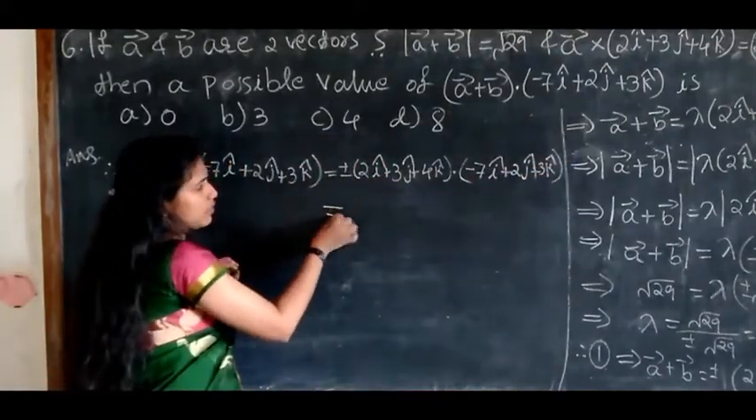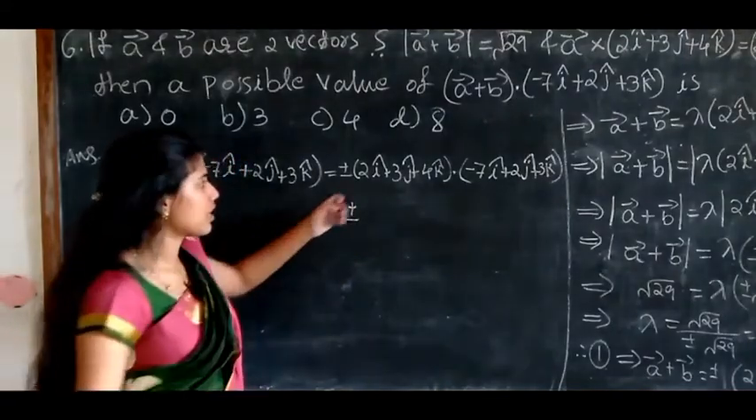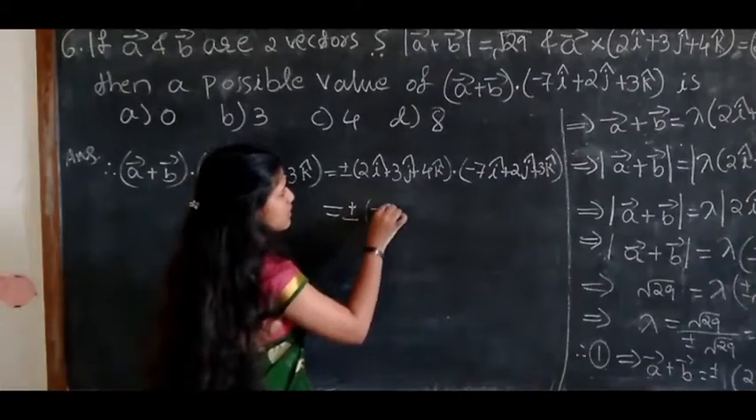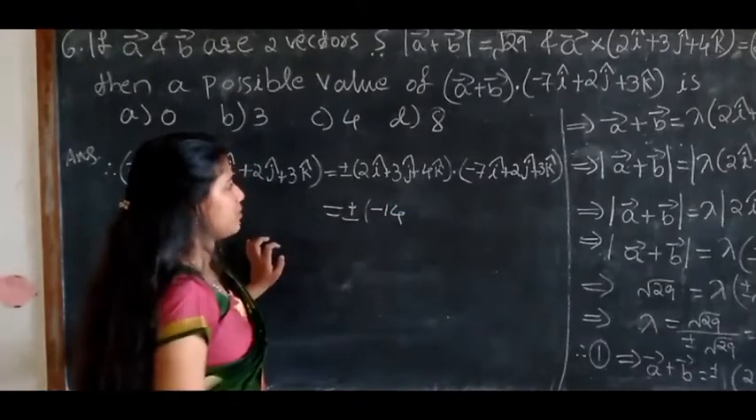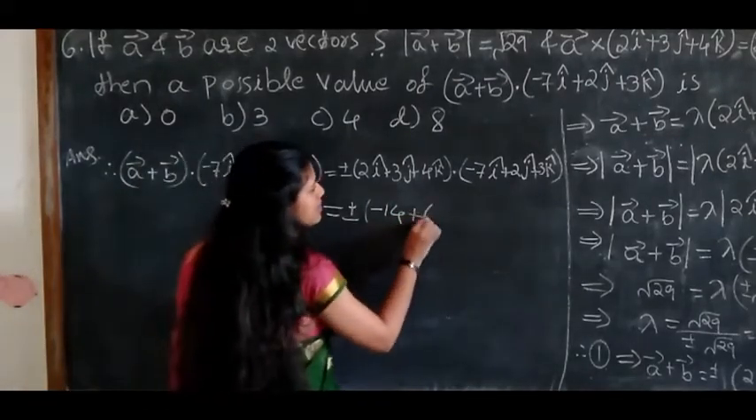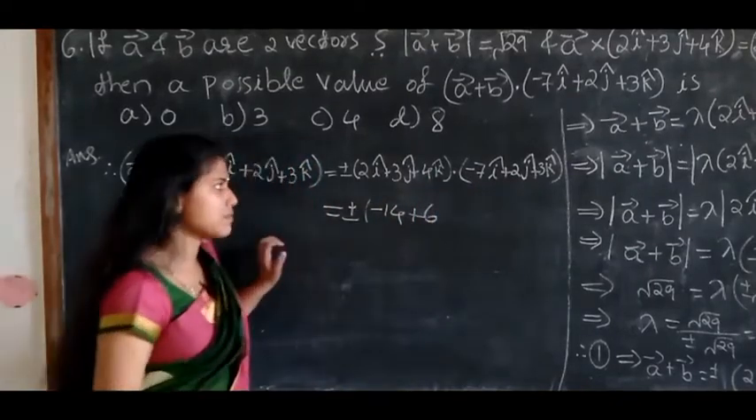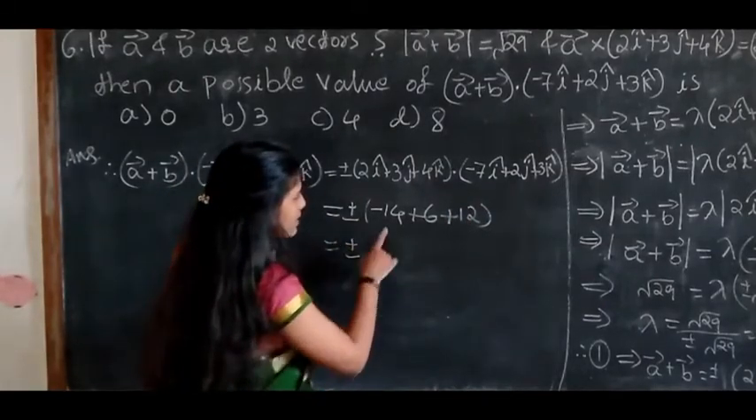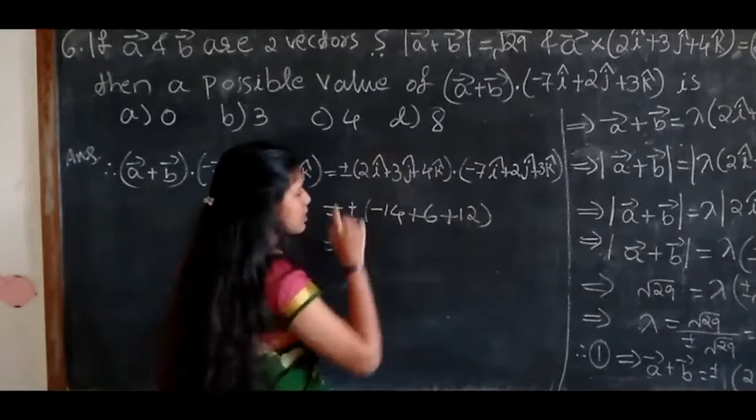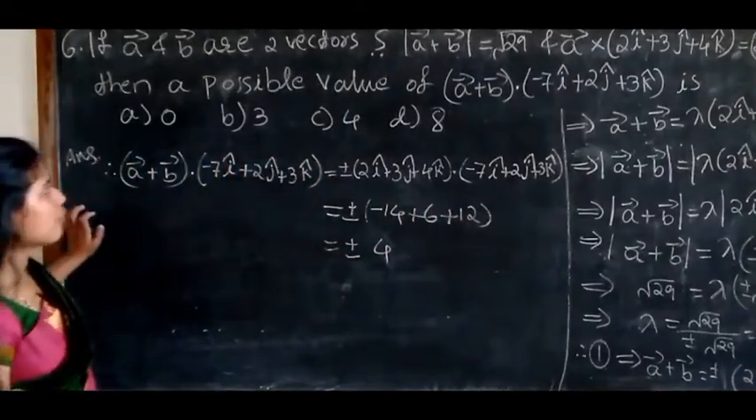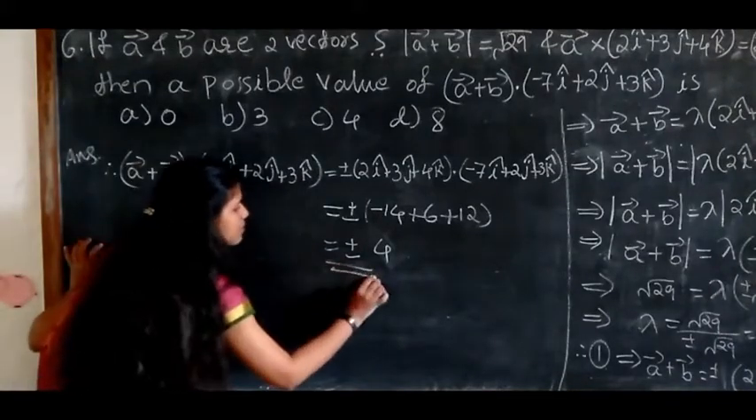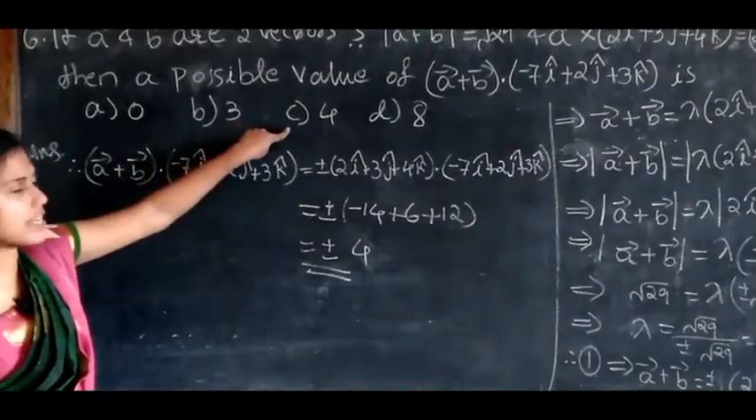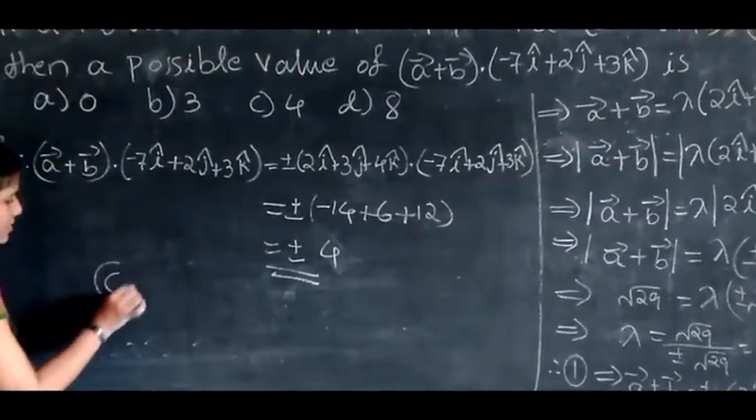It is equal to plus or minus: 2i cap dot minus 7i cap, that is 2 times minus 7, is minus 14; 3j cap dot 2j cap, that is 3 times 2, is 6, plus 6; 4k cap dot 3k cap, that is 4 times 3, is 12. That's equal to plus or minus (minus 14 plus 6 plus 12), that is plus or minus 4. Then we have the result plus or minus 4, but here there is only 4 in the options, there is no minus 4, therefore our answer is C, 4.